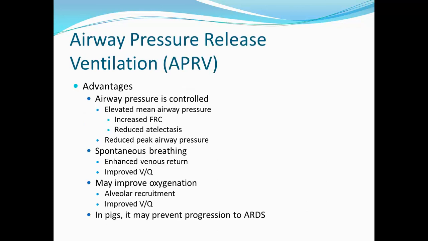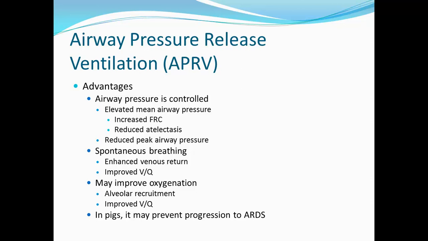So some of the advantages of APRV is we control the airway pressure. We're able to elevate the mean airway pressure, and by elevating the mean airway pressure, it results in an increase in FRC and a reduction in atelectasis. But even though we've increased the mean airway pressure and we're ventilating at a P high level, still the peak inspiratory pressure is lower than what is traditionally seen with volume AC or pressure AC.